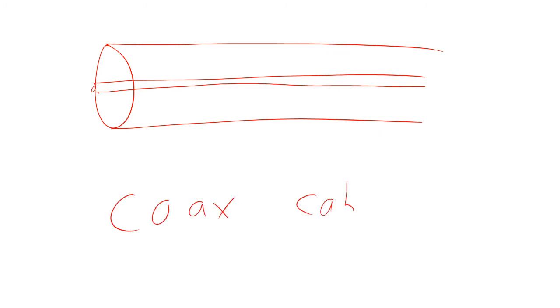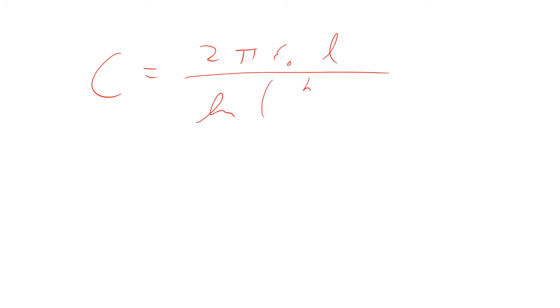That's coaxial cable. Okay, so we have a piece of coax cable right here, and so it's actually got some capacitance. Now the capacitance here of the cable is 2 pi epsilon naught L over natural log B over A, which means the longer the cable is, the more the capacitance it has.